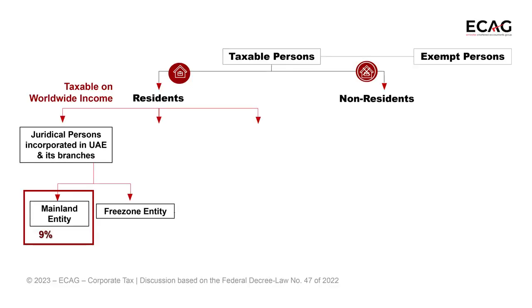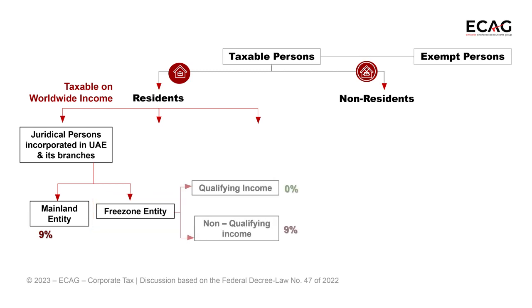Entities incorporated in the mainland will be taxed at 9%. However, entities incorporated in the free zone will be taxed with special conditions. Qualifying income will be taxed at 0%. That means no tax liability for such income. At the same time, non-qualifying income of a free zone company will be taxed at 9%. We will come up with a separate video on how qualifying income and non-qualifying income of a free zone company is calculated. Now we have completed the tax applicability for companies incorporated in the UAE.